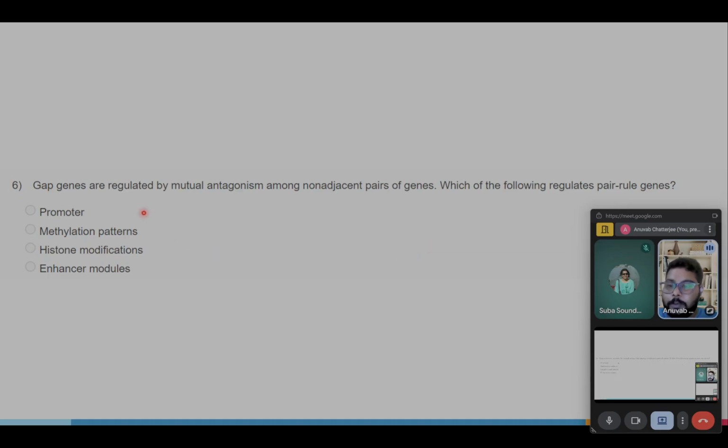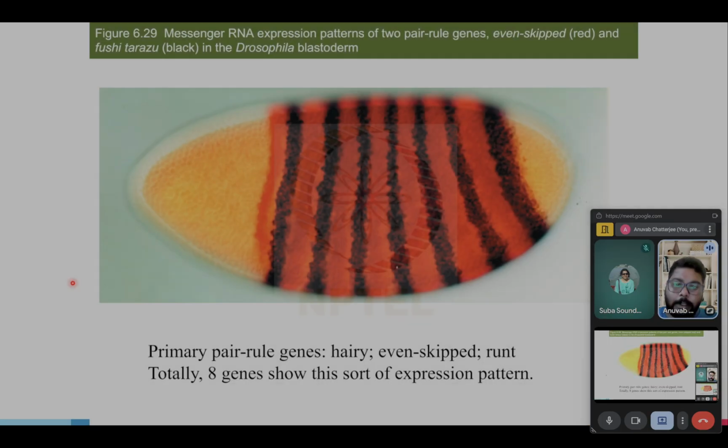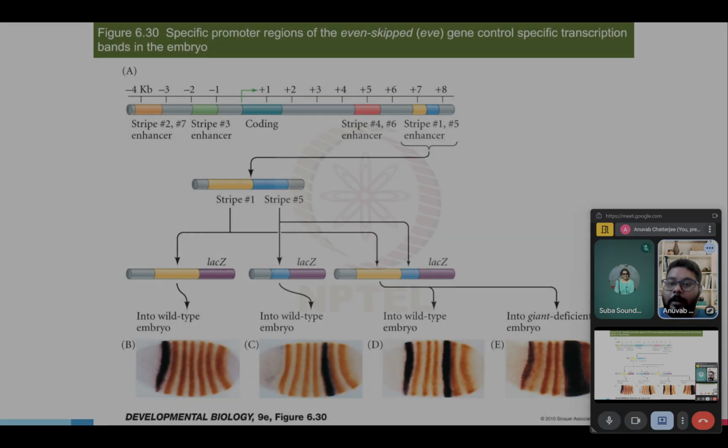The options are promoter, methylation pattern, histone modification, and enhancer modules. And Subha has also already said that it is enhancer modules, which is the correct option. But let us look at it. So this is the same image we have looked at, the red and black being two pair rule genes, even-skipped and fushi tarazu. And we see that we have a very nice stripe-like pattern. But what exactly determines this stripe-like pattern? So the answer is modular enhancers.